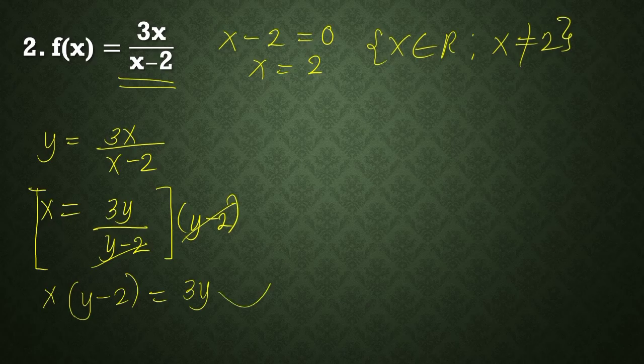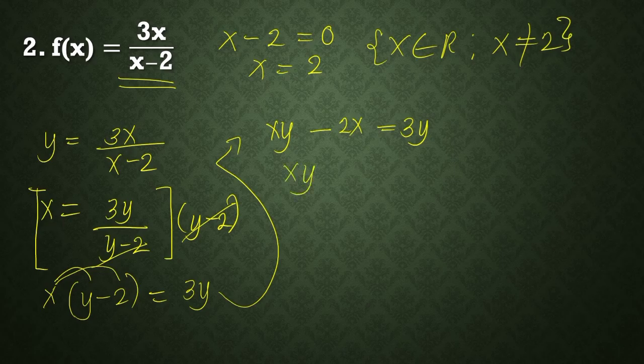And then, multiply natin x times y, that is xy. X times negative 2, that is negative 2x, equals 3y. And then we combine like terms. So yung y, xy tsaka 3y, kailangan yan magkasama, kasi kailangan na ma-express natin yung function na y in terms of x. Okay, that is xy minus 3y. So, minus kasi positive nilipat, magiging negative. And then yung negative 2x magiging positive.